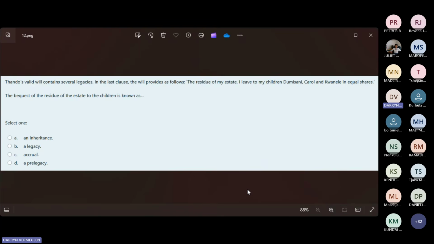So who thinks it's which? So a legacy is when you get given a particular asset. So you might say, well, I bequeath my car to my friend. That would be a legacy. If you say, you know, I want this person's legacy to be paid out first before everybody else, that would be a pre-legacy. So who thinks this particular one is one?